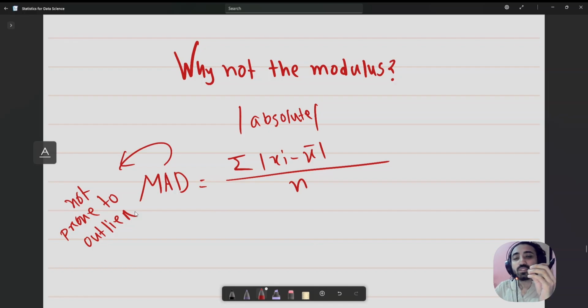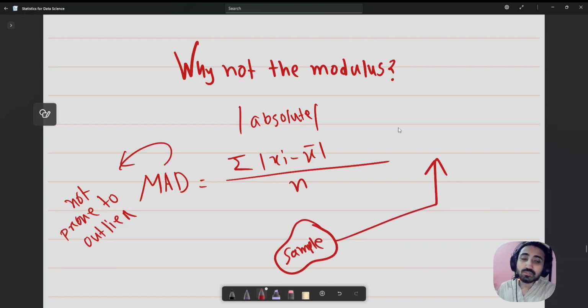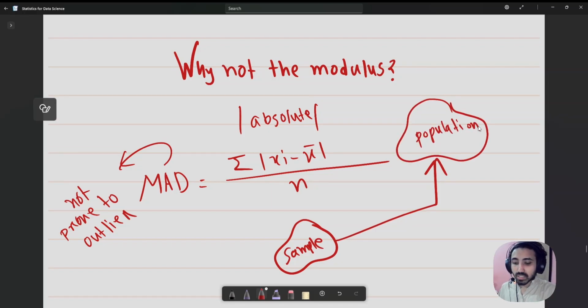But the minimum absolute deviation is not used because till now all the measures we have done it for the sample, but we will want it for the population. What is sample and what is population? I've discussed it in my introductory video. So we want it for the population, so this is called inference. With the minimum absolute deviations, with modulus, it is not possible to do the inference. It is possible to do the inference with the squared value, variance. So that is why we use the variance, not minimum absolute deviations.